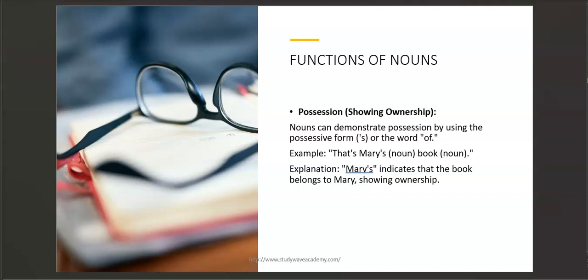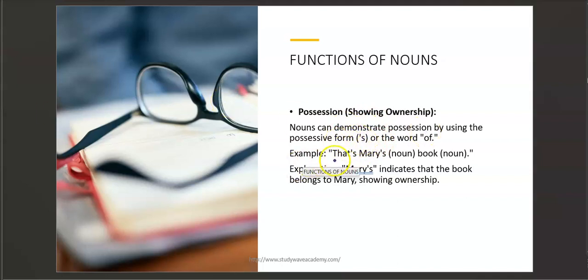Let's continue and look at our last function, and that is possession, showing ownership. Nouns can demonstrate possession by using possessive nouns. When you want to show possession of something, we use this apostrophe. You see this apostrophe above the S? This is how we show possession, or we use the word of. This is the dress of Mary, or this is the book of someone, okay? So we use the word of to show possession, and we also use the apostrophe S instead of it.